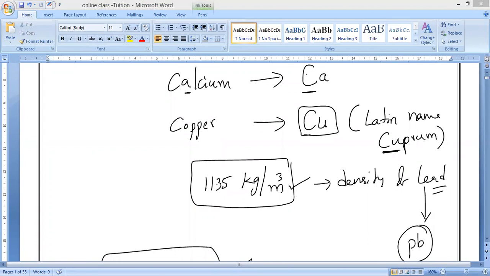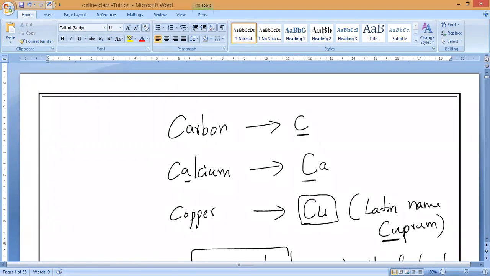Observe very carefully, guys. As I said, some element names are taken from English letters, and some names are taken from Latin names. Correct? Now, these days, who is giving these symbols and names? For newly discovered elements, it is approved by the IUPAC organization. What do you mean by IUPAC? That is what I am asking. Can anybody say? International Union of Pure and Applied Chemistry.